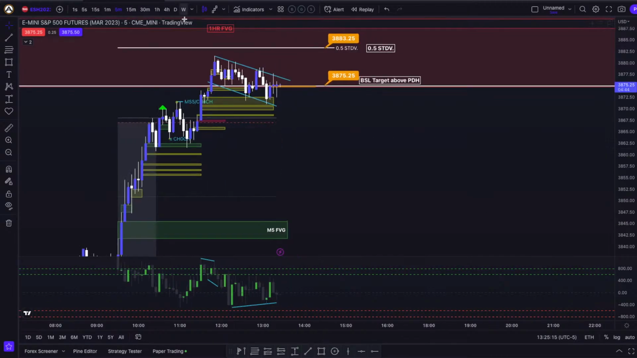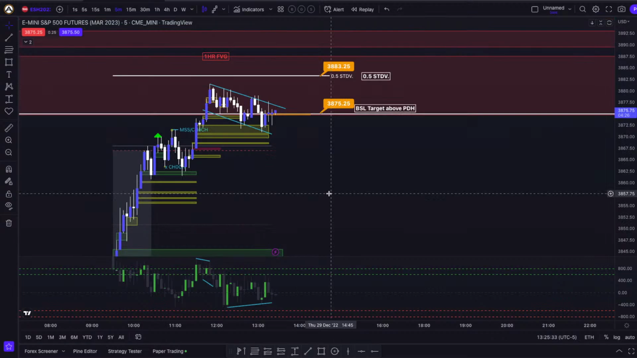But generally speaking, we would wait for a change of character, which I think would be confirmed as soon as we break those two lows for a pullback back into maybe 387.525, retesting it for a continuation move further down if we're looking for a reversal.